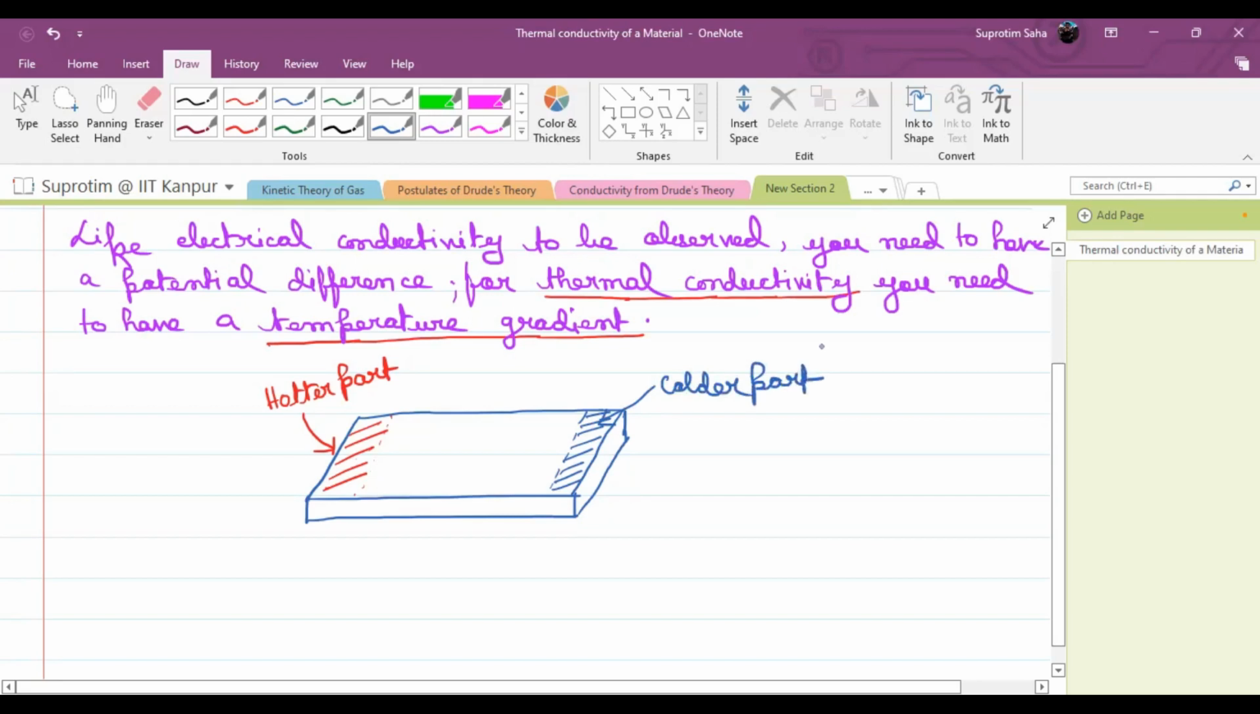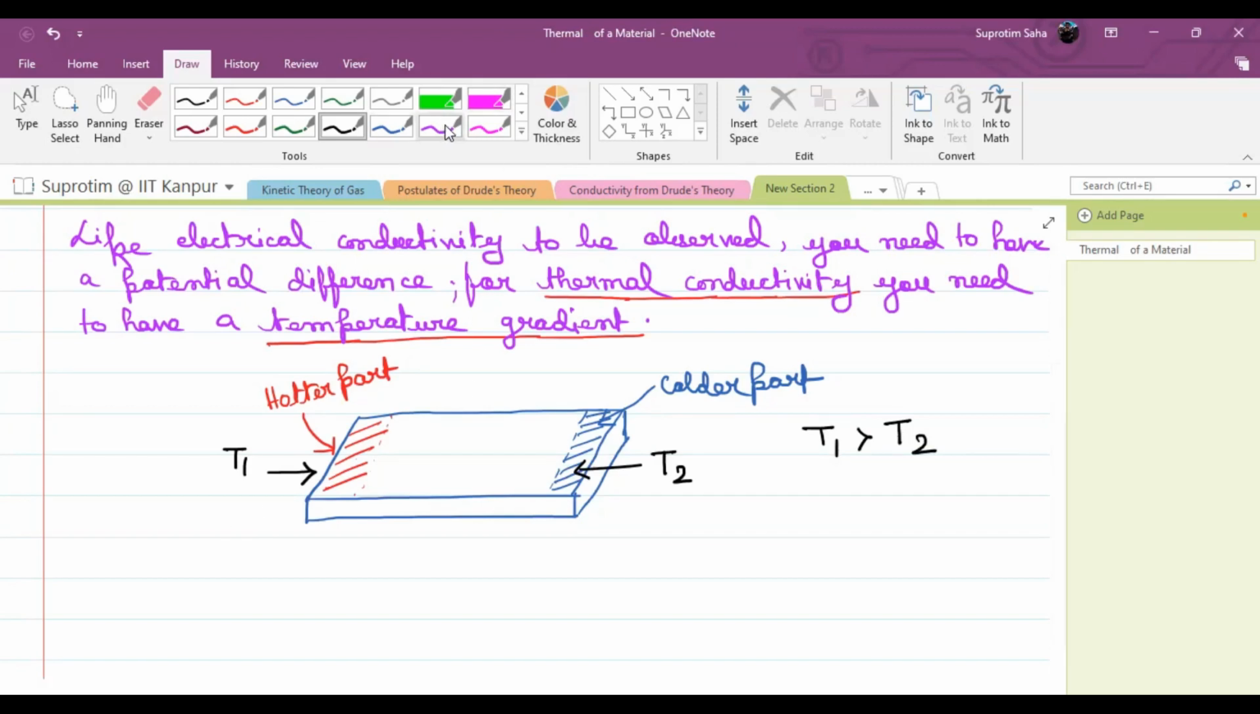Fine. Now, what you're going to see is, because of this temperature gradient, the difference between the hotter part and the colder part, you're going to see a transfer of heat energy from one part of the material to the other part. Let's say from the hotter part to the colder part. So the hotter part is at temperature T1 and the colder part is at temperature T2. Naturally, T1 is greater than T2.